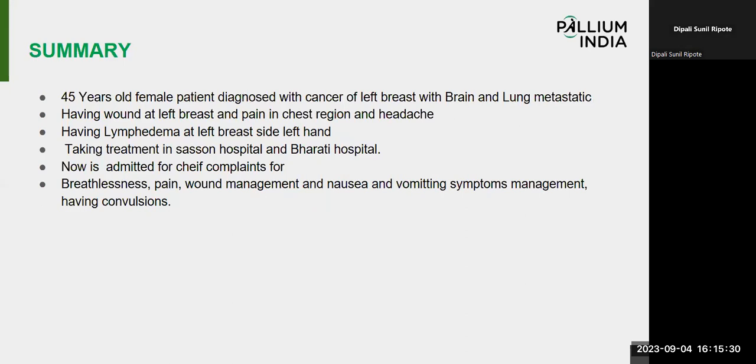Summary: a 45-year-old female patient diagnosed with cancer of the left breast with brain and lung metastasis, having a wound at the left breast, pain in the chest region and headache, and lymphedema at the left breast side and left hand. She is taking treatment in Sasun Hospital and the Bharti Hospital. Now she is admitted with chief complaints of breathlessness, pain, wound management, nausea, vomiting, and symptom management, and she is having convulsions.